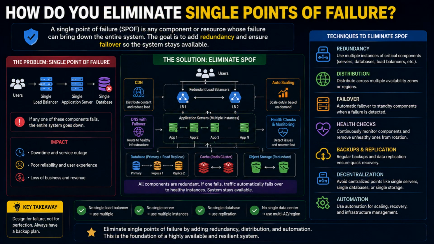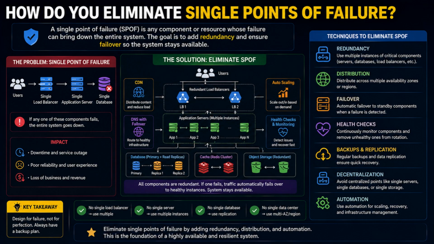How do you eliminate single points of failure? A single point of failure is a component whose failure can bring down the entire system. The solution is to add redundancy, distribution, and automatic failover. Instead of using one load balancer, deploy multiple load balancers. Use multiple application servers so traffic can continue if one server fails.